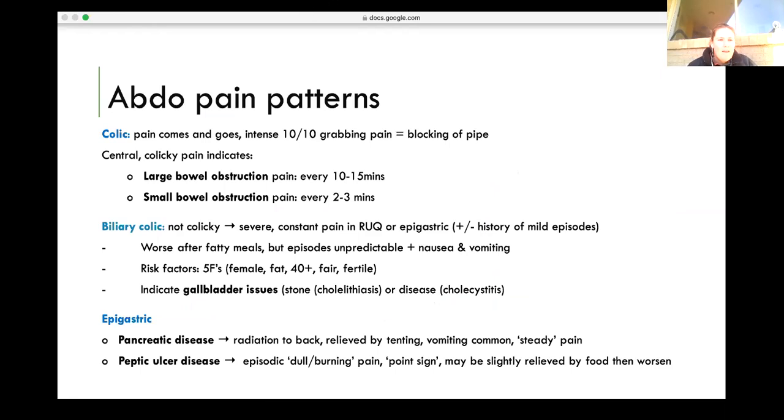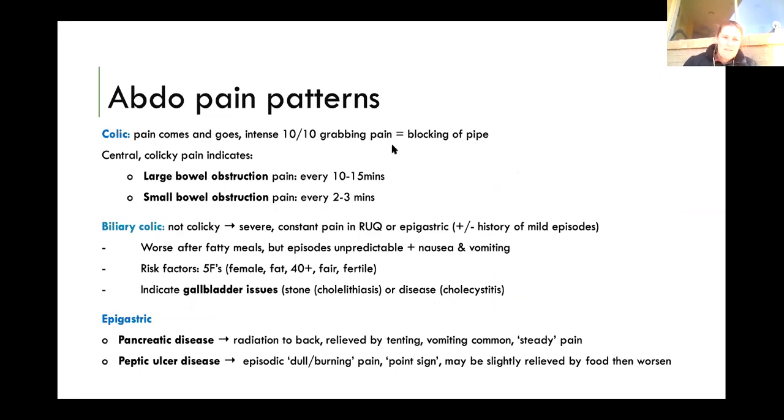But in terms of abdo pain patterns, colic is like when pain comes and goes, and usually it's due to like a blocking of a pipe. So that can be like your gut tube, or it can also be like a ureter or something like that. Usually described as like a 10 out of 10 grabbing pain. And so if it's central, then it's more likely to be your bowel. Large bowel obstructions, the contractions are less frequent, so the pain comes like every 10 to 15 minutes. And then small bowel obstruction, the pain is every 2 to 3 minutes.